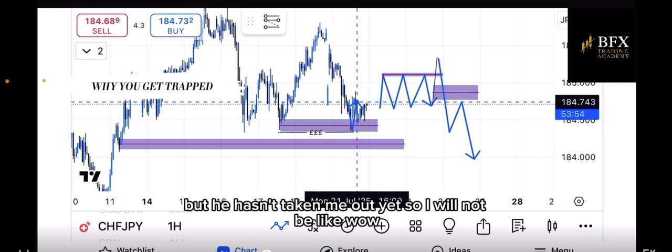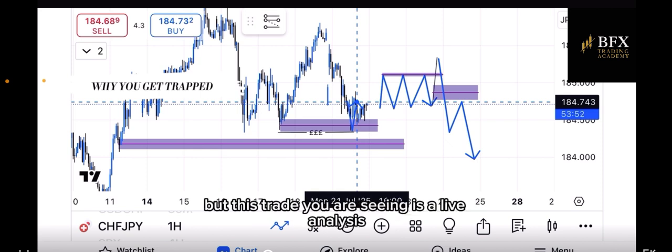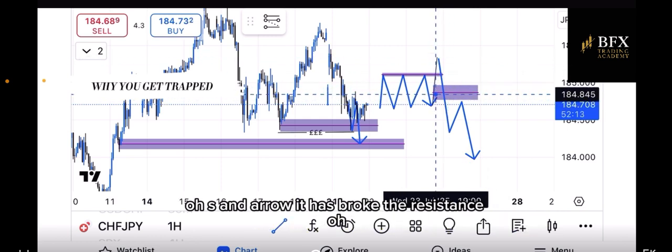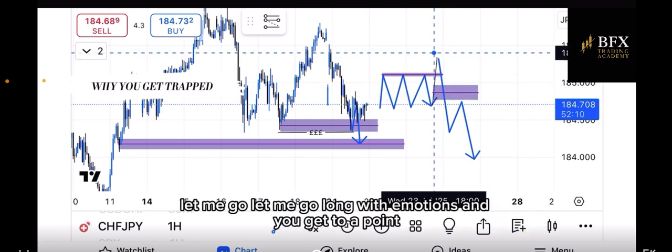So I will now be like, wow, price is reversing. But this trade you are seeing is the live analysis. Let emotions not decide. Don't say, oh, S and R, it has broken resistance, oh, let me go long.